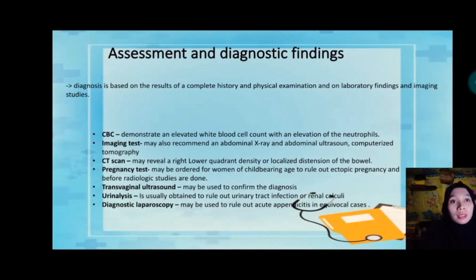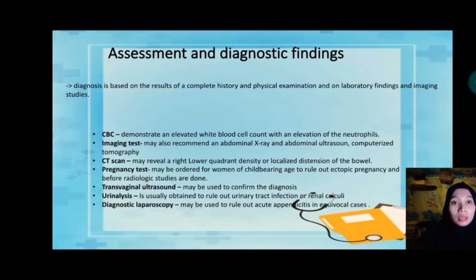So next is assessment and diagnostic findings. Diagnosis is based on the results of a complete history and physical examination, laboratory findings, and imaging studies. So first is CBC. CBC demonstrates an elevated white blood cell count with an elevation of neutrophils. C-reactive protein levels are typically elevated.